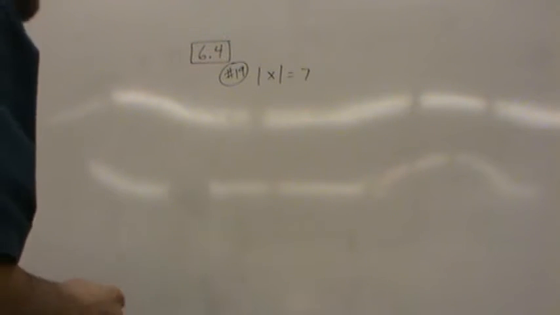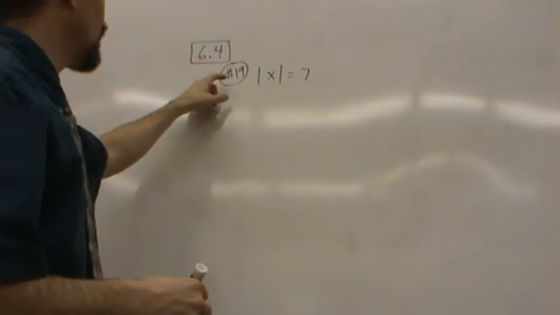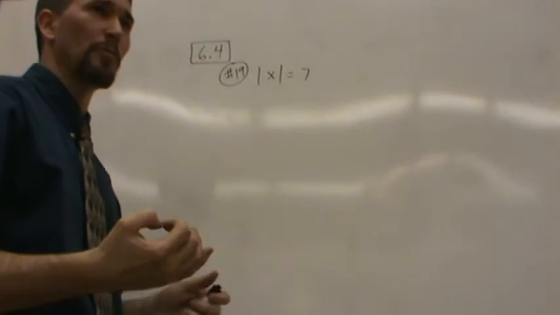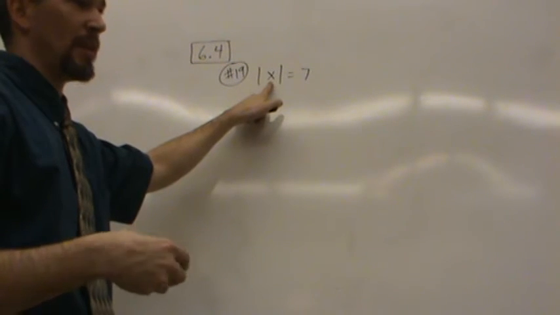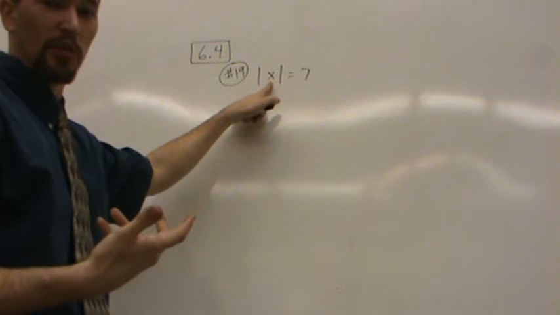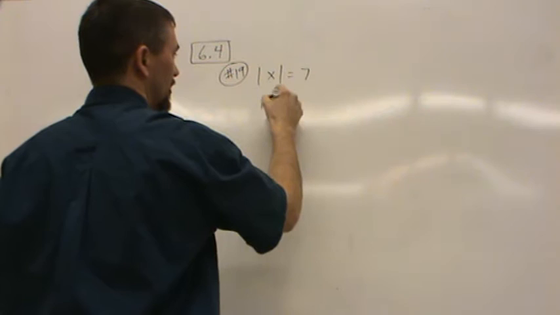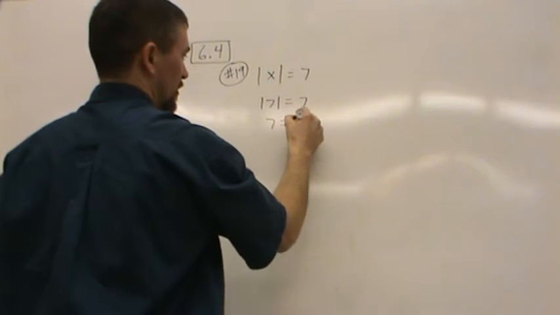Okay, we're dealing with an absolute value problem in 6.4. We've got number 19 says absolute value of x equals 7. And if you remember, the absolute value of something just means if this number had been a negative number, you just turn it positive. So in other words, we could put a 7 inside there and it would end up being true because 7 equals 7.